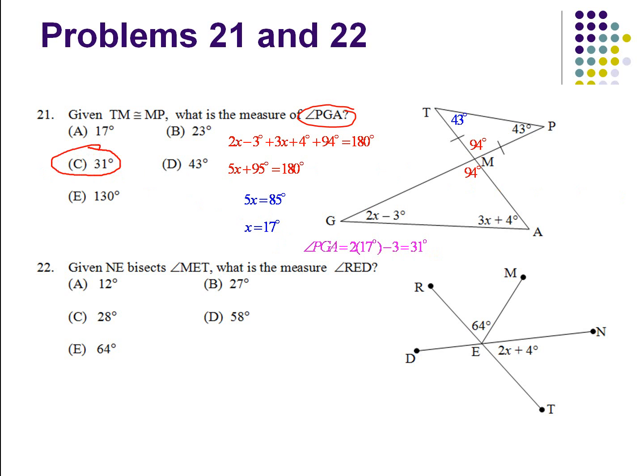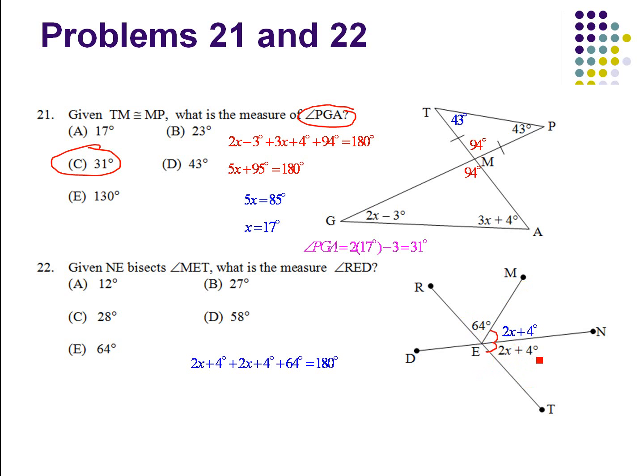Okay, now I want to find the measure of angle RED. So they told you that NE bisects MET. Well, if NE bisects MET, this angle right here is equal to this angle right there. So that means this one's also 2x plus 4. Now if I take these three and add them together, I get a straight angle.